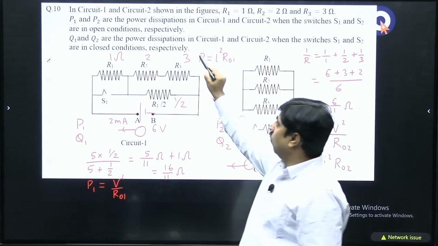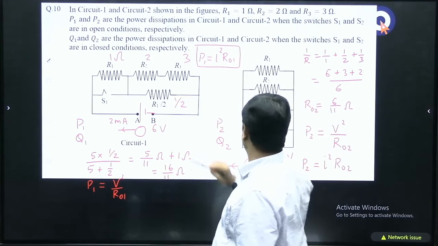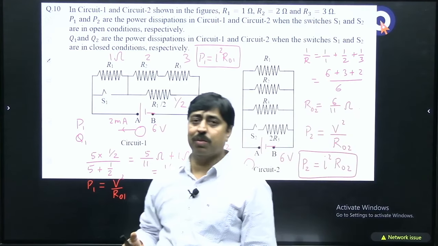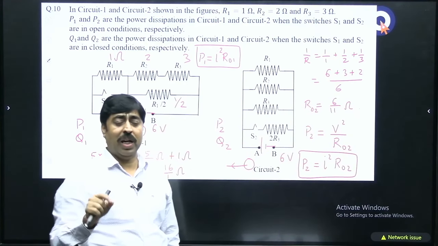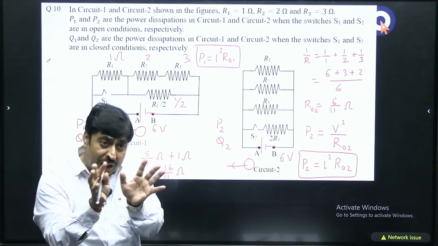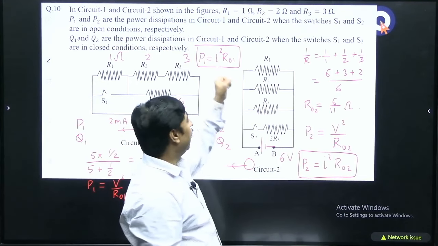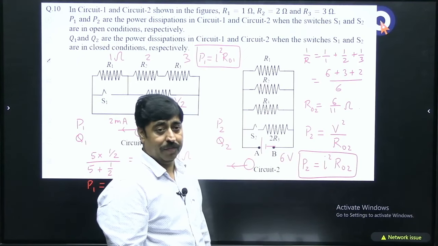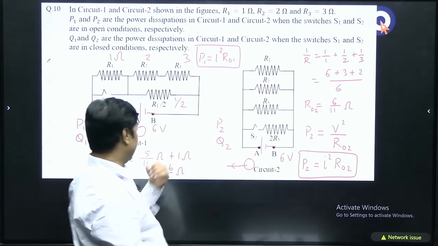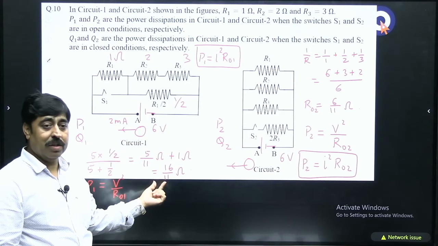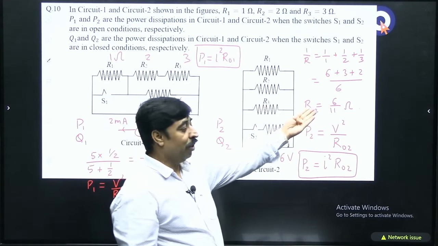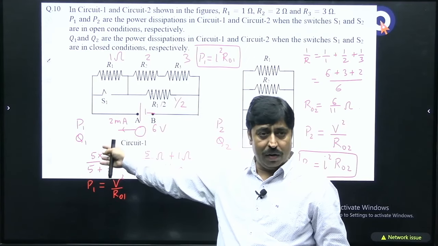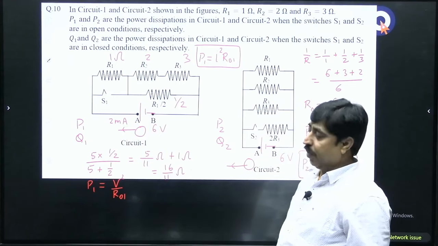Now, when the constant current source has been added to the circuit, we should not be using the formula V square by R. We should be using I square into R. It makes the comparison easy. I is the same in both the cases. Power is going to be high when the resistance is high. So, where is the resistance high in this circuit? It is 16 by 11, here it is only 6 by 11. So, resistance is high means power consumed in this circuit will be higher.